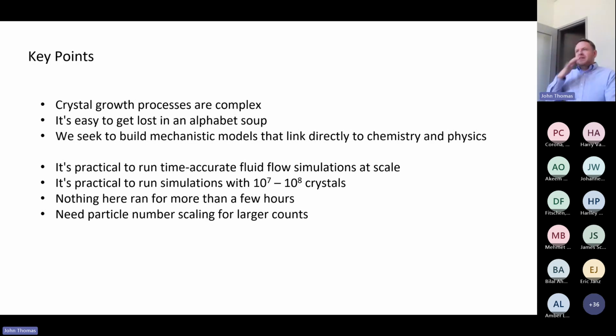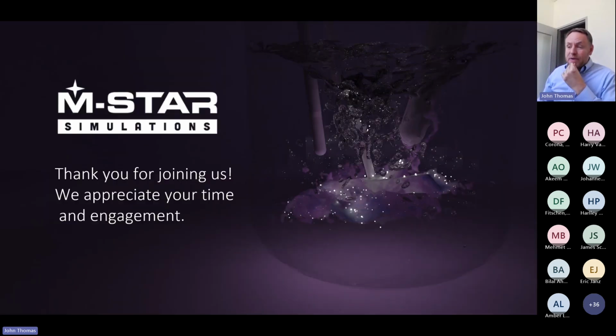Okay. Nothing I showed here ran for more than a few hours. So realistically, these are practical calculations. But again, as we get to larger and larger particle counts, there would need to be some sort of scaling to account for the fact that we may not be modeling all particles. And that would inform both a mean particle size and possibly some sort of dissolved species transfer rate.